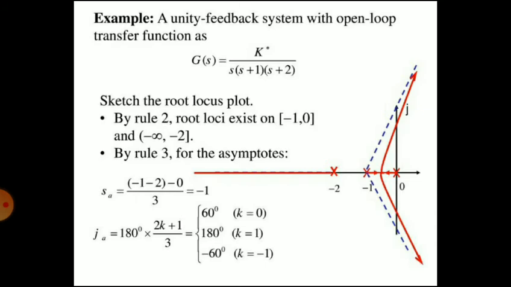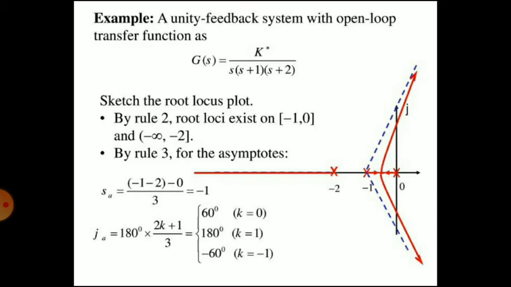So the angle that you have to calculate, the formula is 180 degree into 2k plus 1 upon 3. So we have already seen the formula, that is beta equal to (2x plus 1) into 180 degree upon n minus m, where x equal to 0, 1, 2. That you have to find out for the different values.